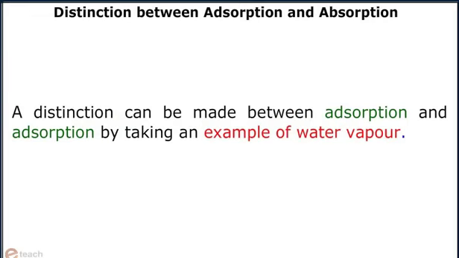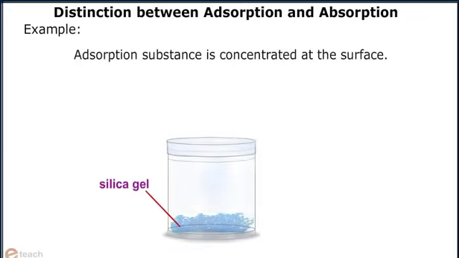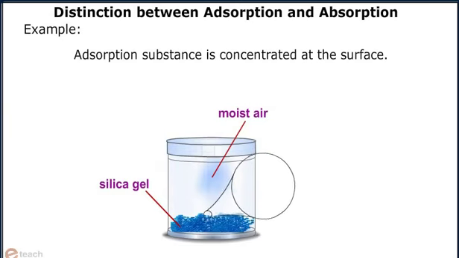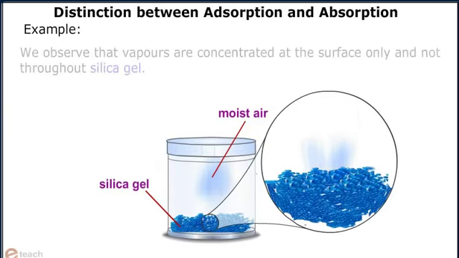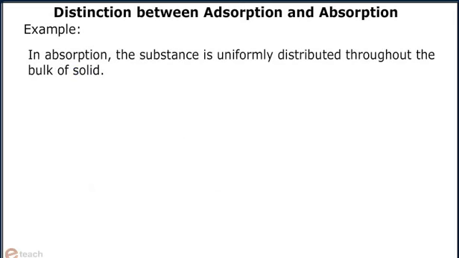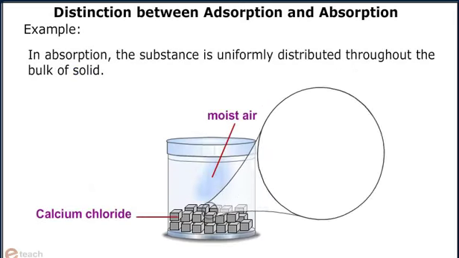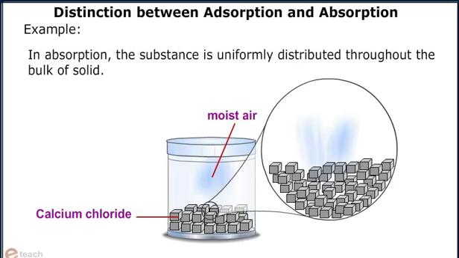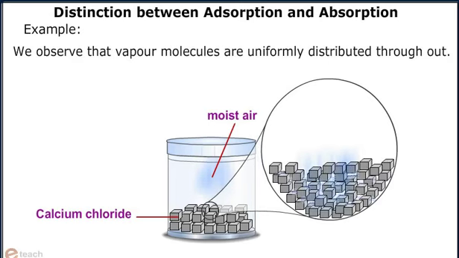A distinction can be made between absorption and adsorption by taking an example of water vapor. In adsorption, the substance is concentrated at the surface. We observe that vapors are concentrated at the surface only and not throughout the silica gel. In absorption, the substance is uniformly distributed throughout the bulk of the solid. We observe that vapor molecules are uniformly distributed throughout.